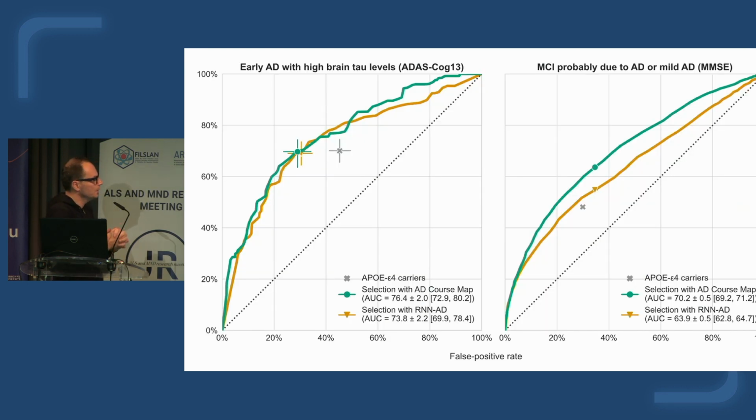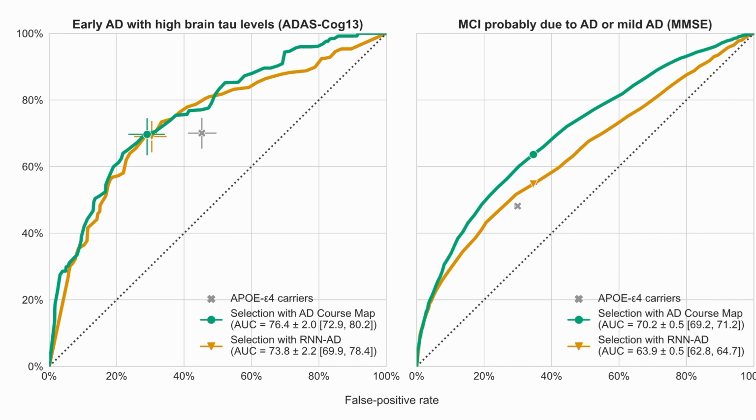So the first question to ask is, for a given trial, how well can we predict that the participant will have a fast or an important progression of the outcome of the trial? So that's the ROC curve analysis. So what we see here.